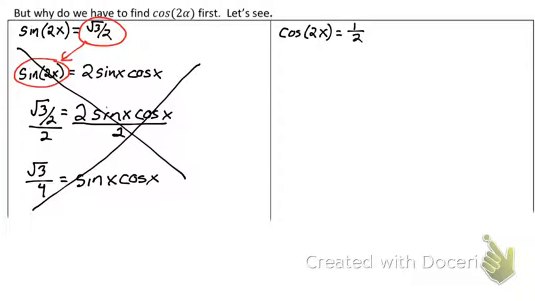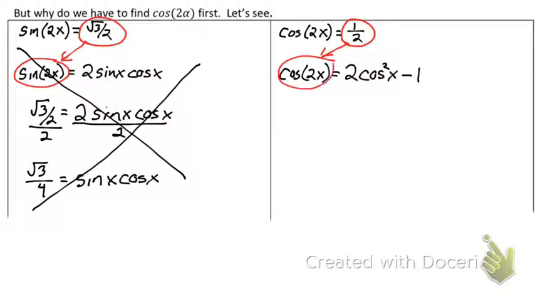Well, you can just say to yourself, cosine 2x, from my identity sheet, which I didn't write this one down, this one came preloaded on there, is the same thing as 2 times cosine squared x minus 1. Once again, since I know that cosine 2x equals 1/2, I can replace cosine 2x with 1/2. So that's going to give me 1/2 equals 2 times cosine squared x minus 1.